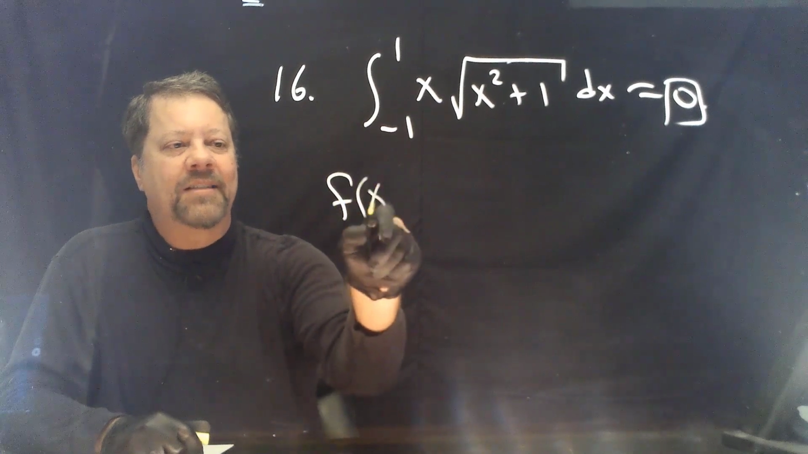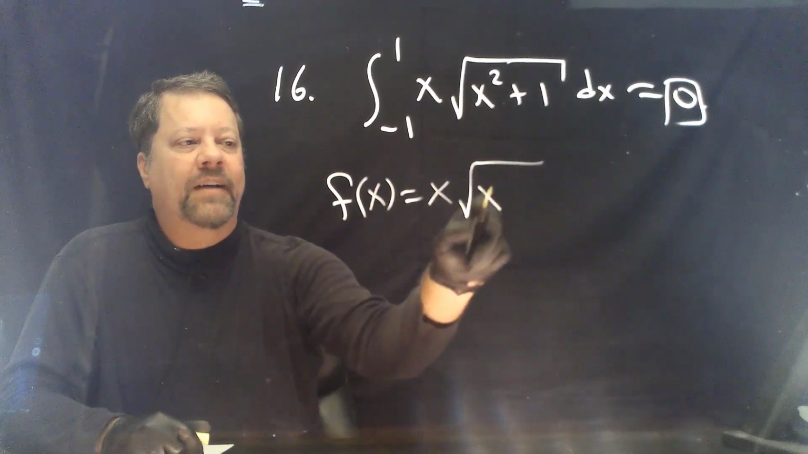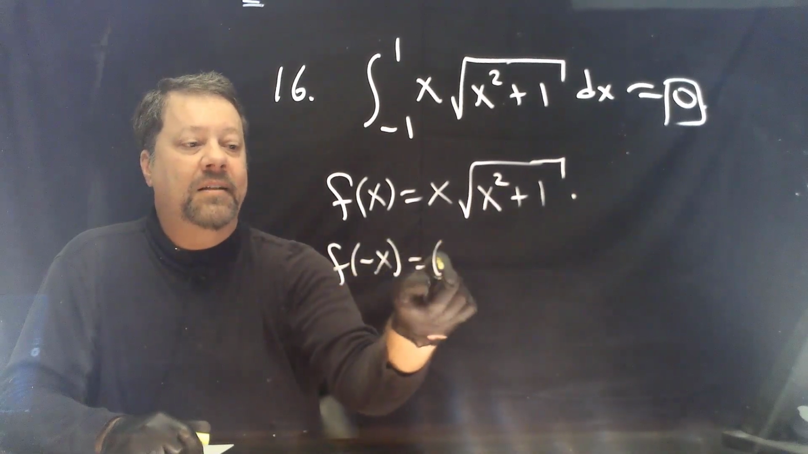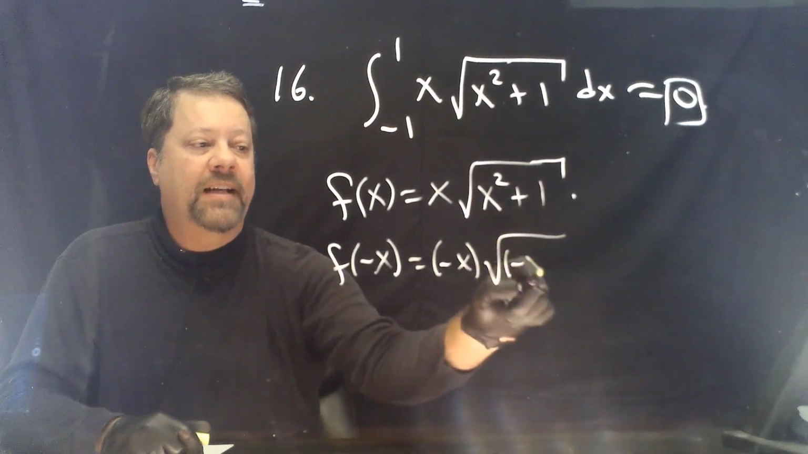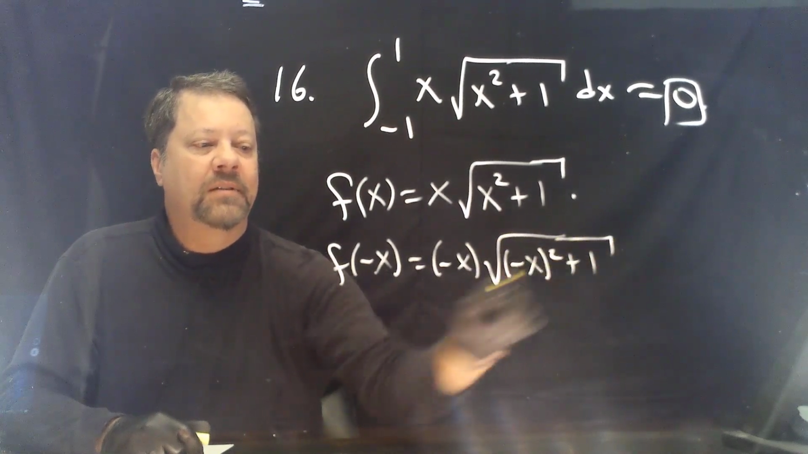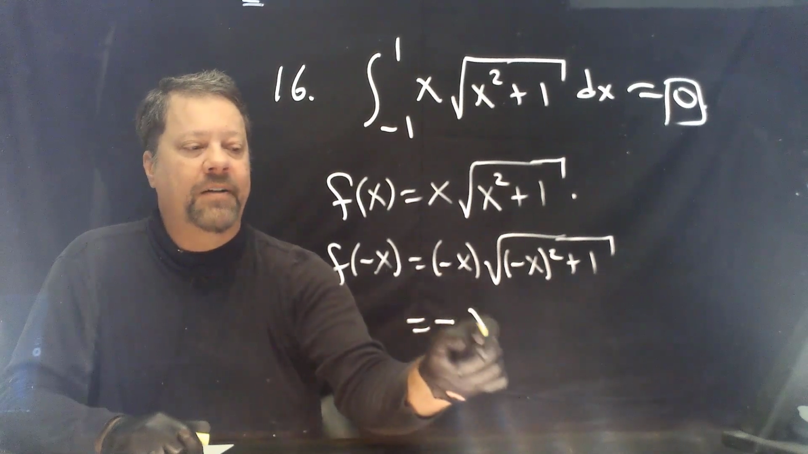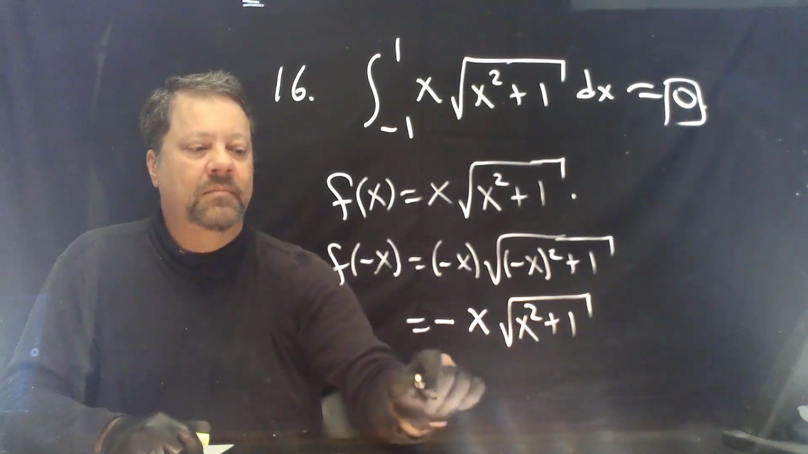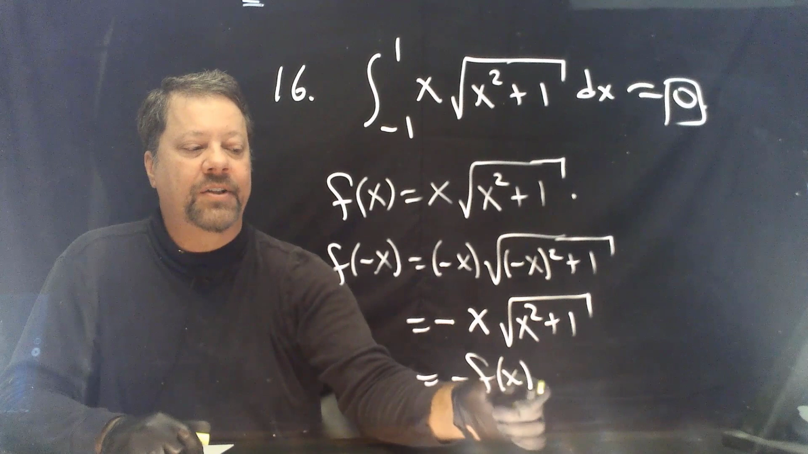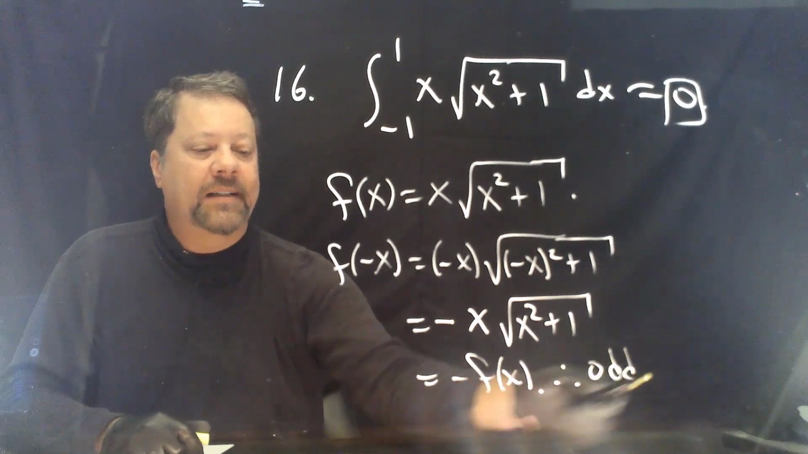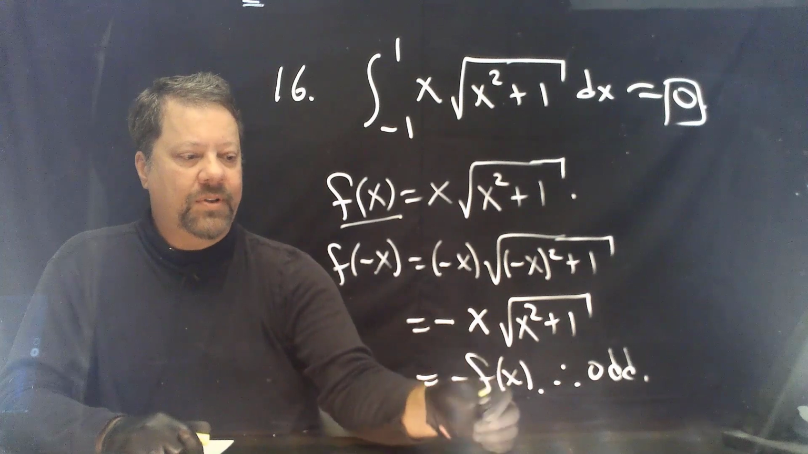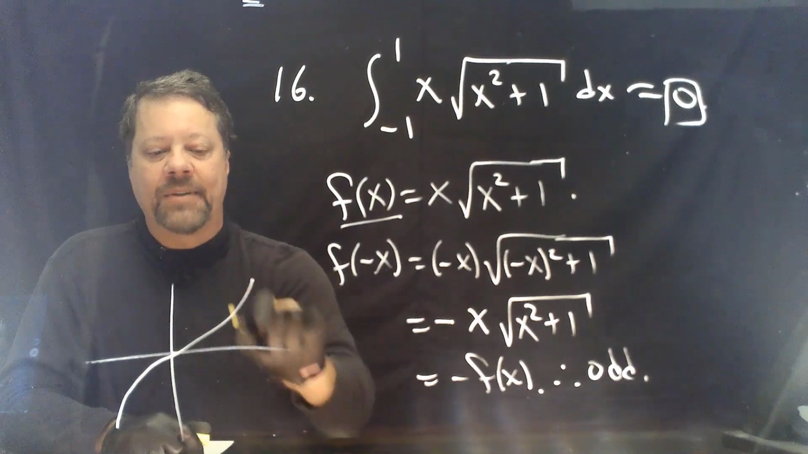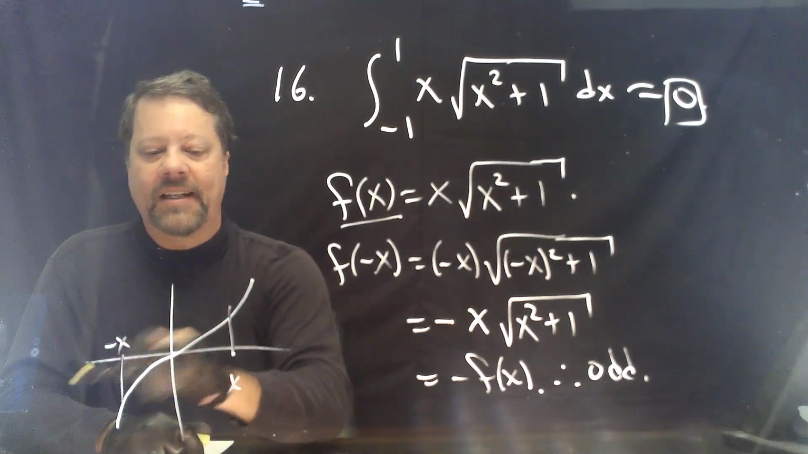The integrand is odd because if f of x is x square root of x squared plus 1, then f of negative x is negative x square root of negative x squared plus 1. This negative can just be put out front. This negative gets squared away. And that leaves you with the negative of the original function. Therefore, it is odd. If f of negative x equals negative f of x, whatever happens at x, you get the opposite at negative x.